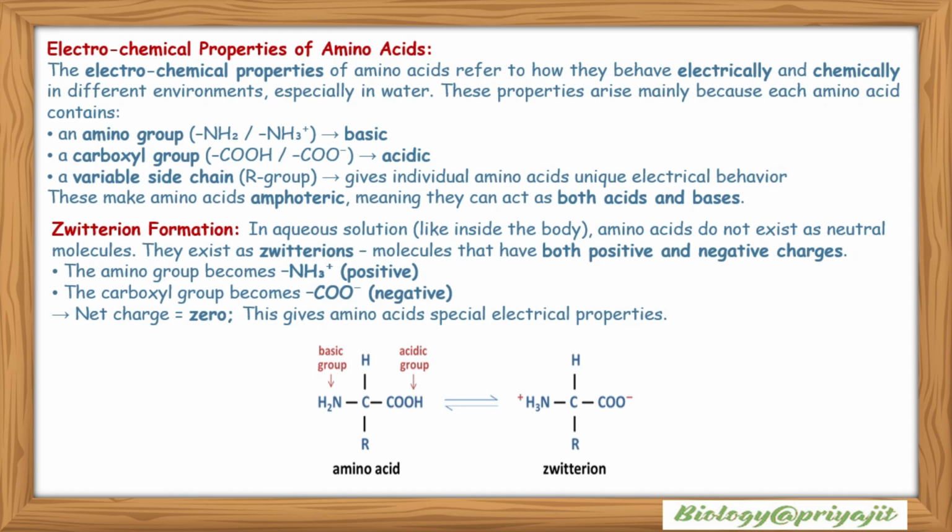This is the amino acid. This is the basic group of the amino acid, and this is the acidic group of the amino acid. There is an equilibrium between this amino acid and its Zwitterionic state. When the amino acid is in aqueous solution, it acts as NH3+ and COO-.